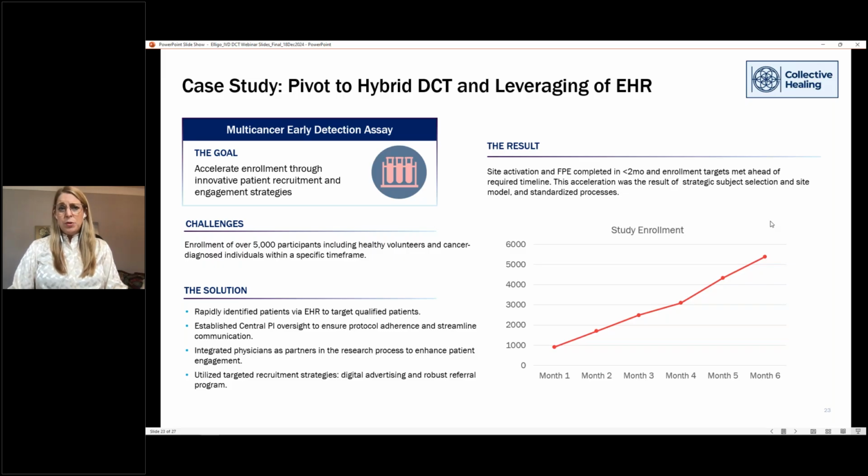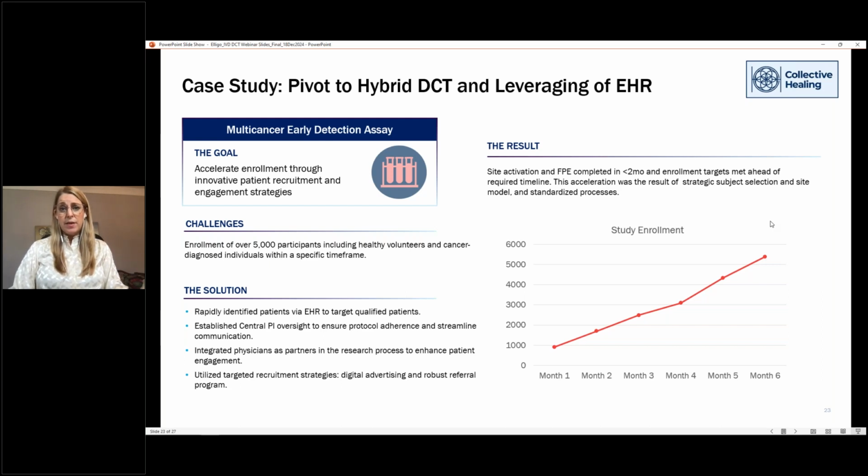This study is an example and was experiencing enrollment timeline delays due to a myriad of reasons, which was impacting corporate milestones with increased pressure to meet market launch. There remained a key need for collection of quality data to overcome the enrollment lag and the sample endpoint gap. Here, by applying a hybrid DCT model, site activation and first patient enrolled under the central PI were achieved in just a couple of months, and 5,000 subjects were enrolled in just over 5 months by a couple of methods.